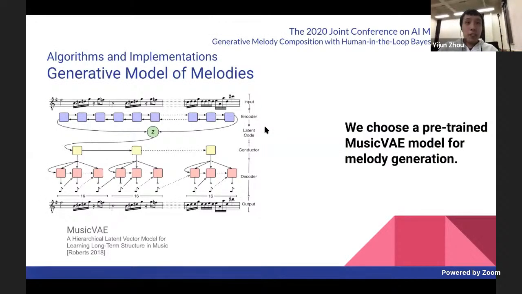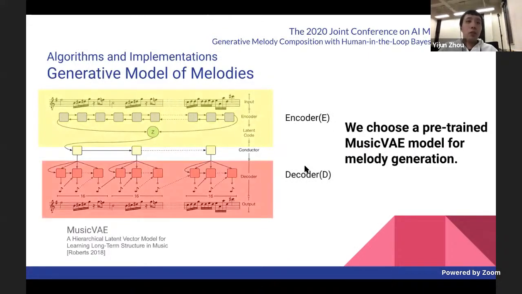Our implementation used the pre-trained Music VAE melody model for music generation. Its latent space is 512 dimensional, and its main structure contains an encoder and a decoder. We use this to encode the MIDI-level melody to the latent space and decode the latent vector to MIDI. However, I would say 512 is too large for Bayesian optimization to work effectively, so we have to reduce the dimension.